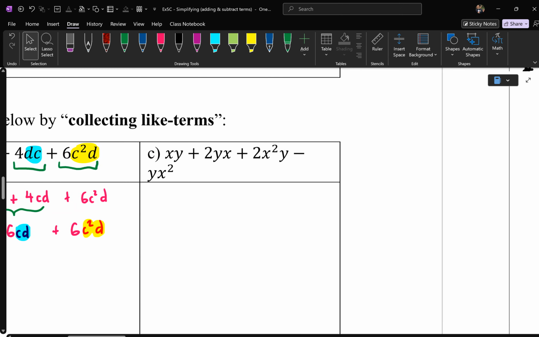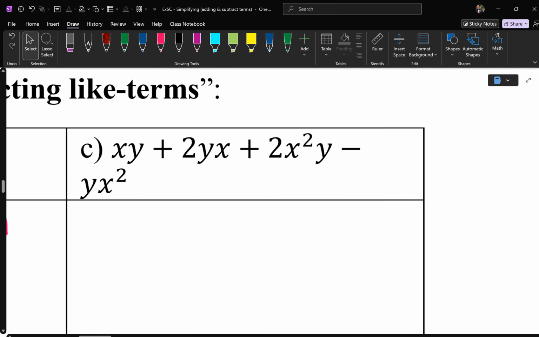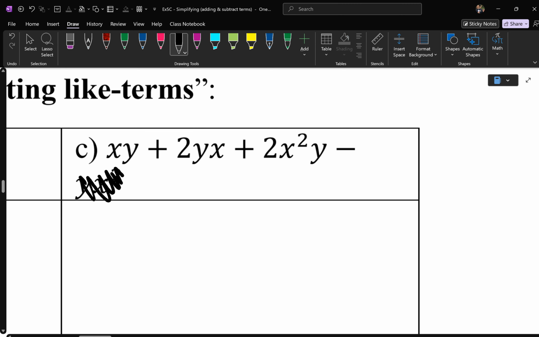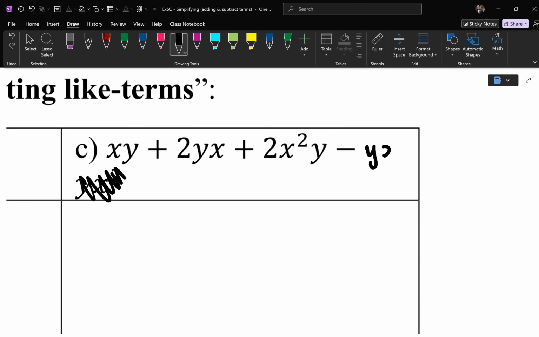Here's the last one. I'm going to give you 90 seconds. And I want you to get this answer here. That's a minus yx squared there. I'm just going to write it all in one line. 90 seconds. Let's go. I'm going to put on a timer. 90 seconds. And here we go.